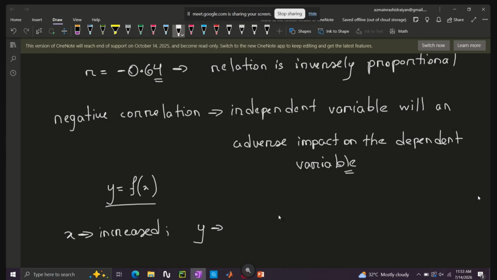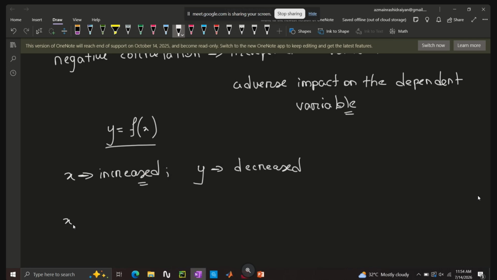Decrease, sir. Yes, it will decrease. As I have mentioned earlier, as it indicates an inverse proportionality, that means if my x value increases, then the y value will decrease. And just the vice versa. If I decrease the x value, the y value will increase.